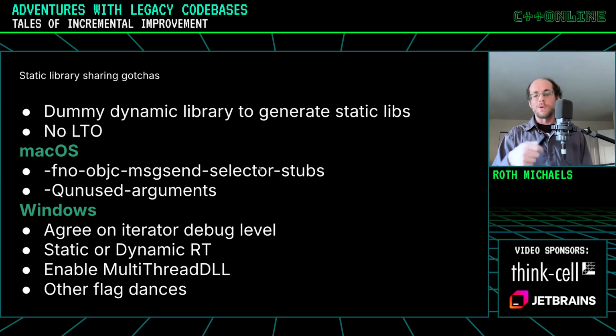On Mac OS, they were actually using a different version of Xcode. So we had to send this no Objective-C message send selector stubs flag, which then also, due to build system reasons, we had to pass the unused arguments flag. Don't worry about why. And then on Windows, we had to make sure we agreed on the iterator debug levels, whether we're using the static or dynamic runtime or the multi-threaded DLL. And there were a few other flag dances we had to do to make a version of the static libraries that would actually work with their system.